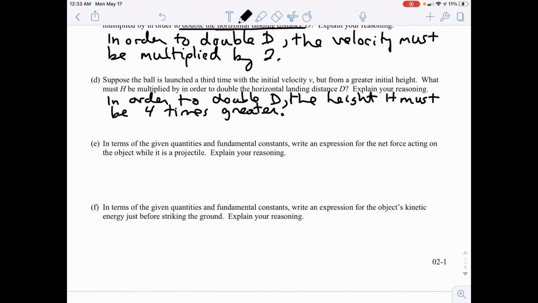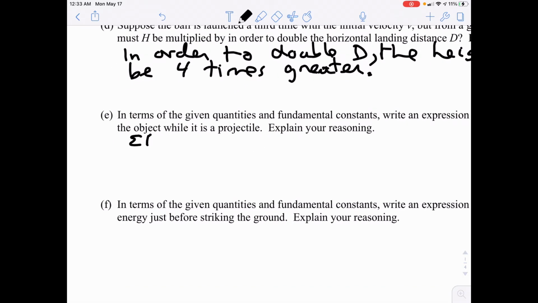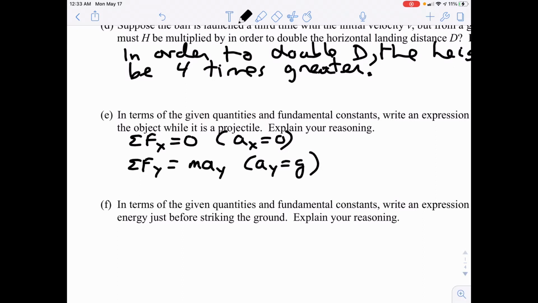Part E: in terms of the given quantities and fundamental constants, write an expression for the net force of the object while it is acting as a projectile. Explain your reasoning. Well, the net force in the x direction is 0 because a in the x direction is 0. We do not accelerate horizontally. However, the net force in the y direction is written as net force equals m times a in the y direction. But since a in the y direction is g, the net force in the y direction is simply going to be rewritten as mg.